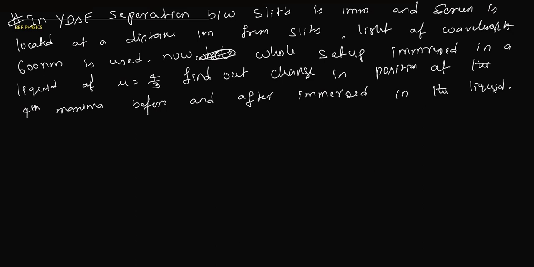After immersed in the liquid, what we need to discuss here? First we need to discuss the fourth bright fringe. The fourth bright fringe is nothing but 4 lambda D by d, because it is n lambda D by d. After immersing in water, what can we get? 4 lambda D by mu d. It will decrease by mu, I told you. These both differences we need to calculate.